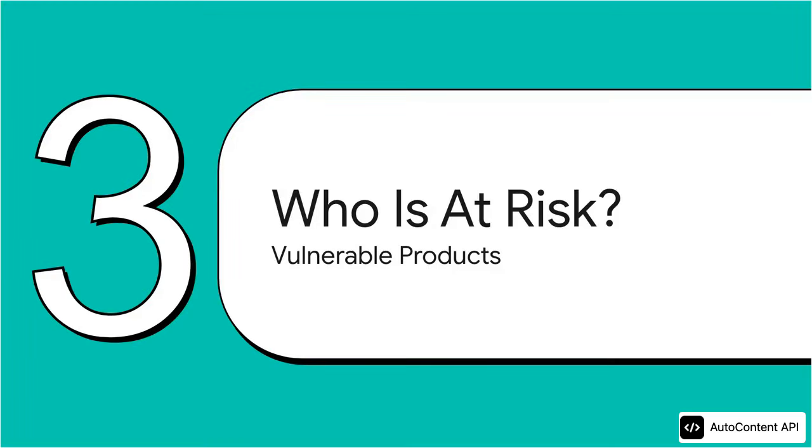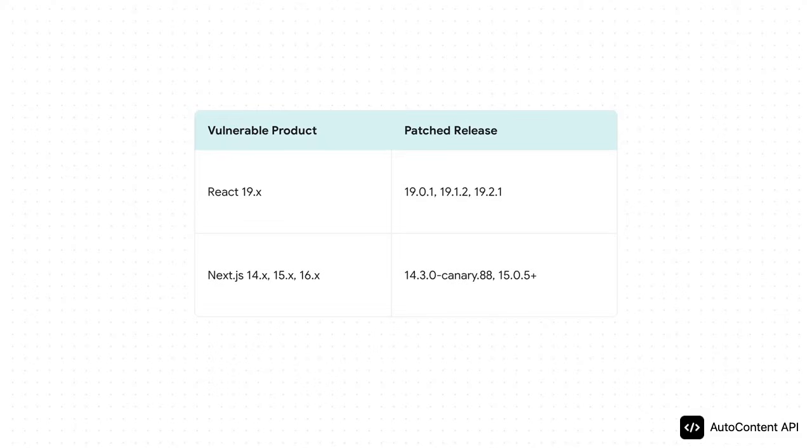Okay, so who exactly needs to be worried? Let's get right down to the specific products and versions that are at risk. And here it is, laid out plain and simple. For React, if you're on version 19.0.0, 19.1.0, or 19.2.0, you are vulnerable. You need to update to the patched releases, 19.0.1, 19.1.2, or 19.2.1, like right now. For Next.js, the net is a little wider. It covers recent Canary builds and the 15.x and 16.x versions. The patched releases are right there on the screen. The main takeaway here? Go check your package.json file now.